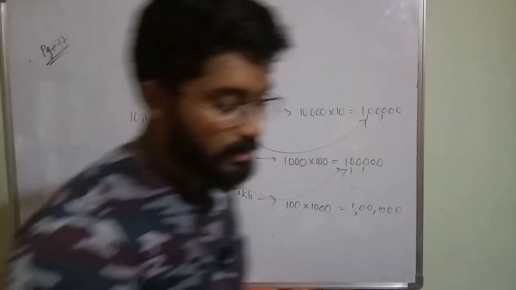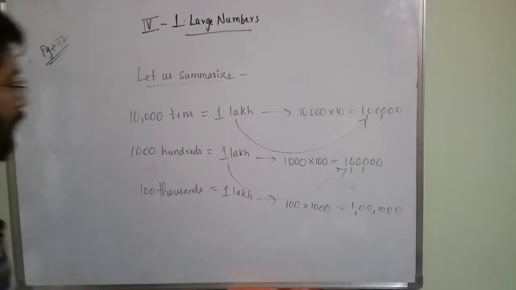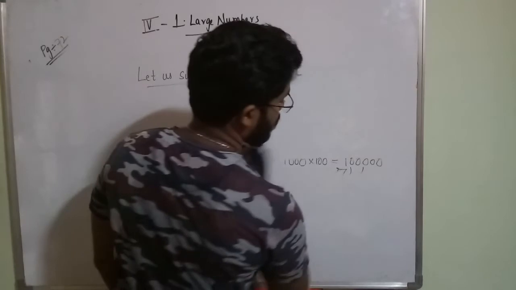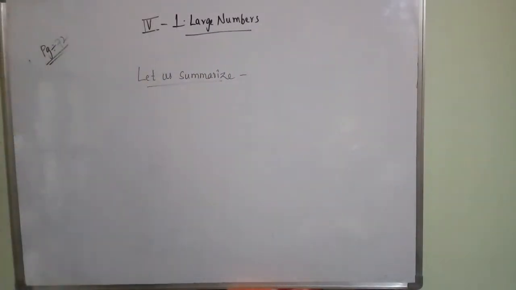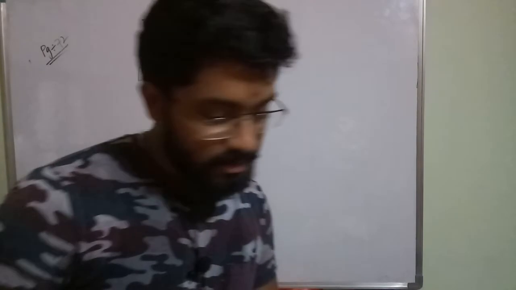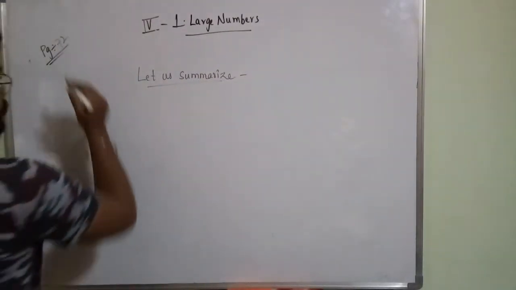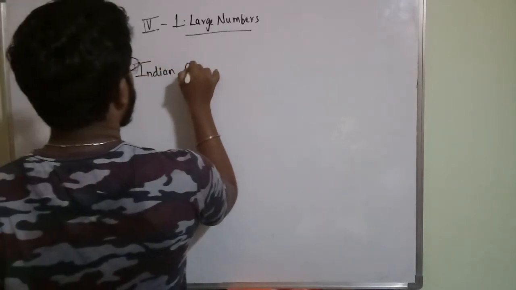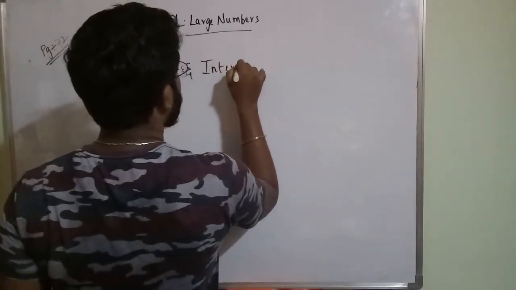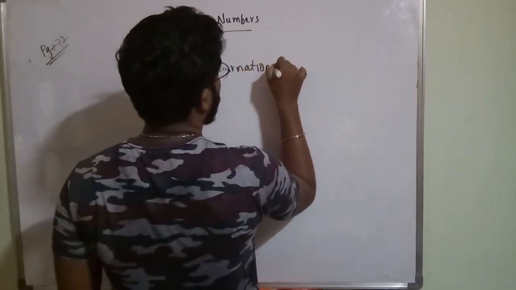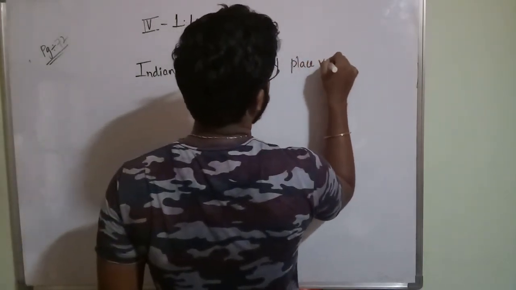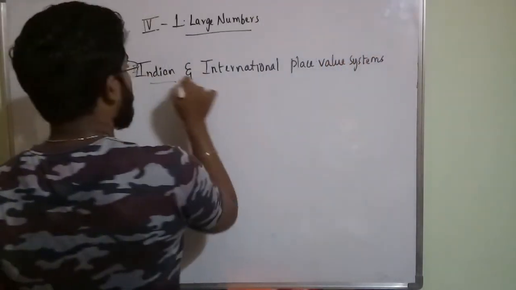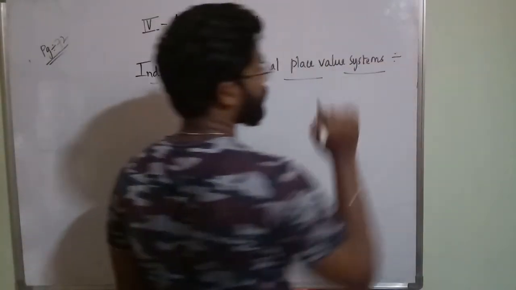Okay, so this is the summarization he has given in the table, and how we got that we have just looked at now. Okay, so let us move to the next one. What is that next one? Indian and international place value systems. Clear?